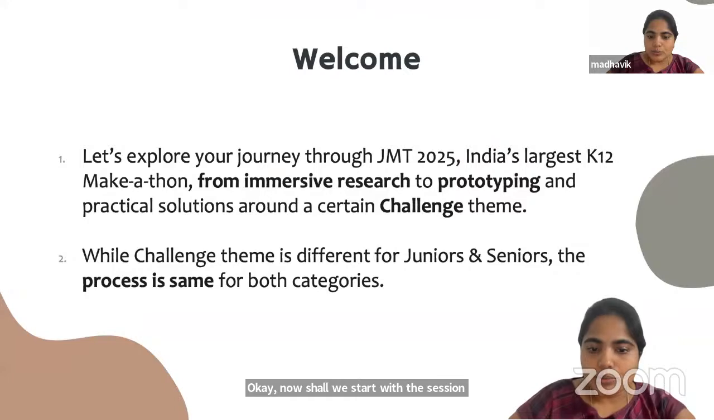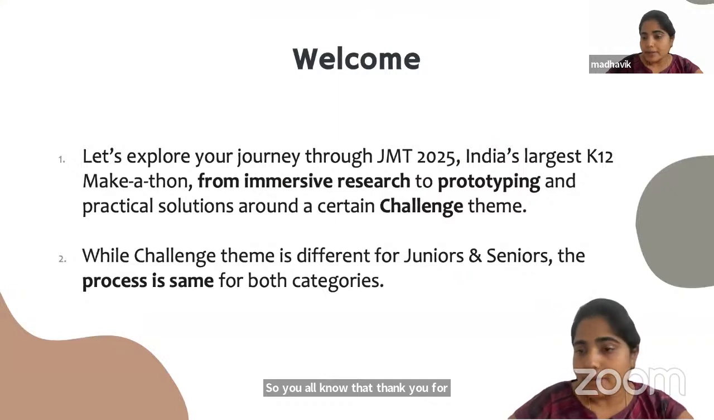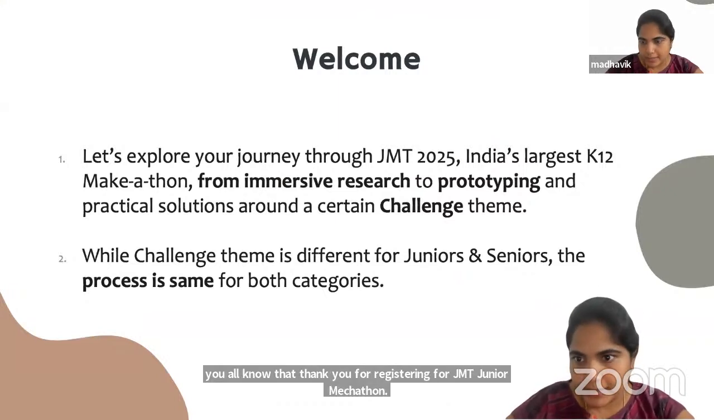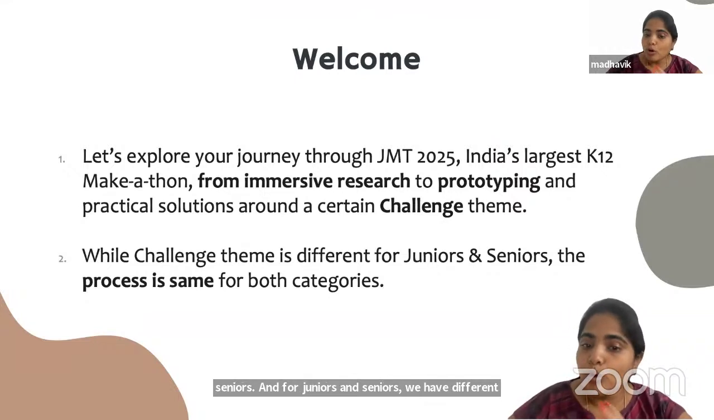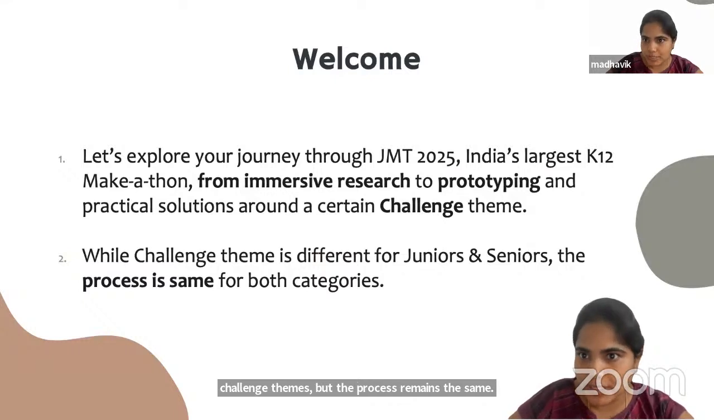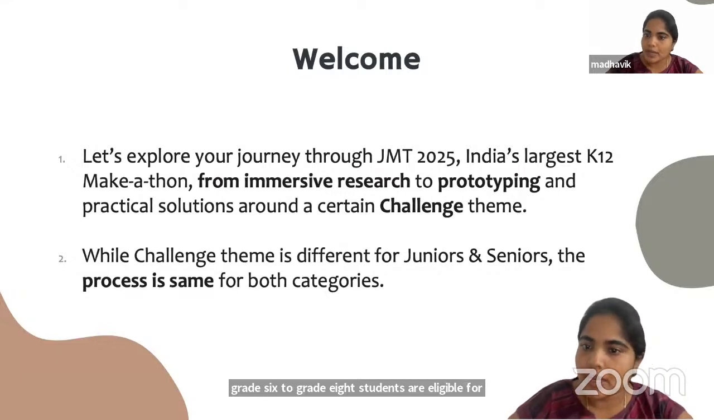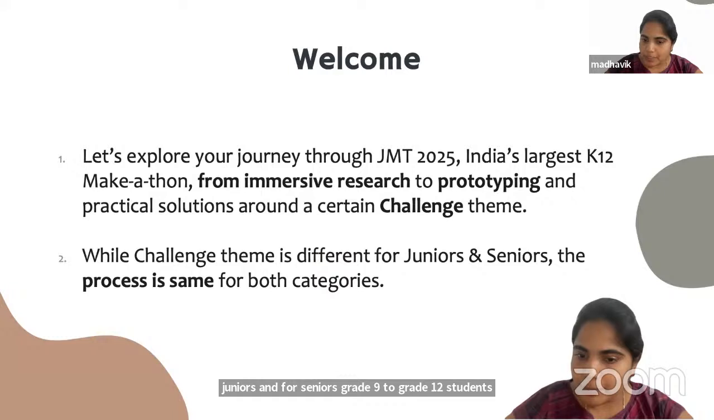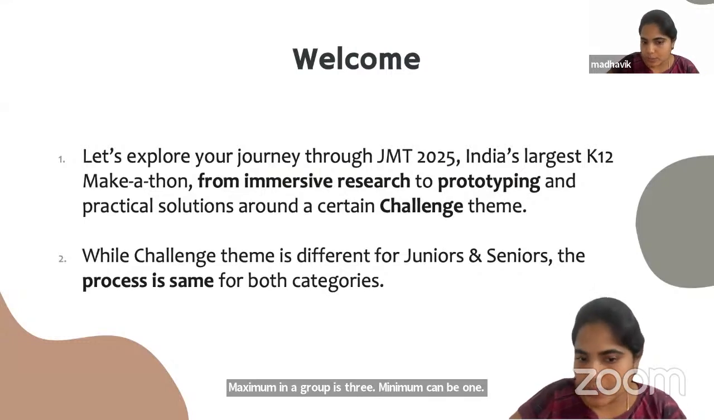Thank you for registering for the JMT Junior Make-a-thon. Here in JMT, we have two categories, juniors and seniors. For juniors and seniors, we have different challenge themes, but the process remains the same. Grade 6 to grade 8 students are eligible for juniors, and grade 9 to grade 12 students are eligible for seniors. We are accepting groups of 3. Maximum in a group is 3, minimum can be 1.